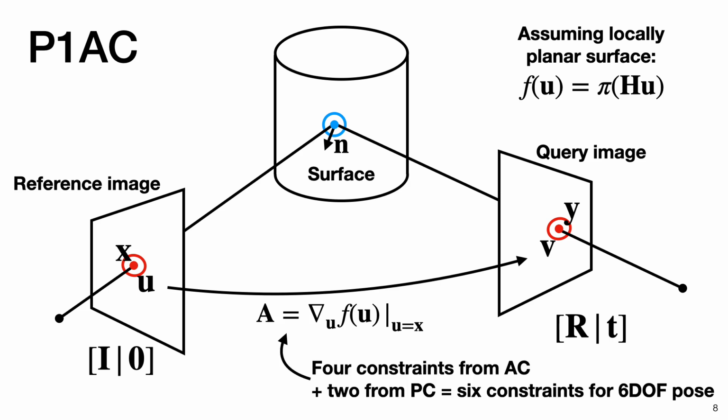This provides 4 constraints on the pose of the camera, which when combined with 2 constraints from the observation of the 3D point, gives 6 constraints in total on the 6-DoF camera pose. In our paper, we show how to efficiently solve this system of equations.